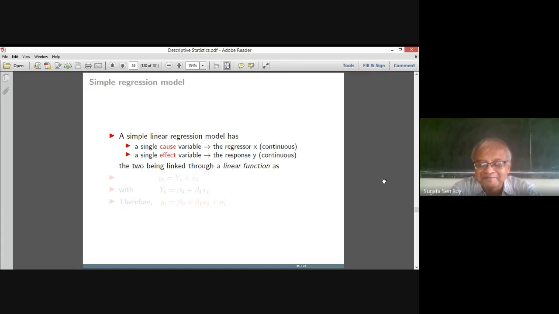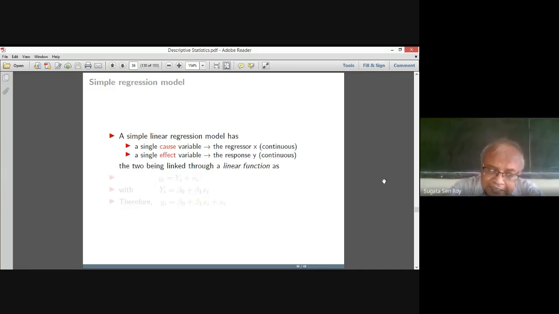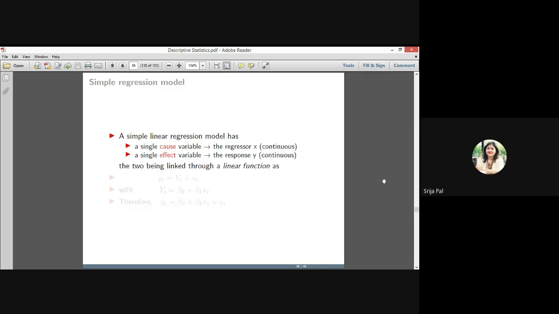Do you have a problem, sir? No, sir, they can't be correlated. Height and weight can't be correlated. They can be correlated, that's fine. Correlation doesn't tell you the cause and effect. We cannot do it the other way around.